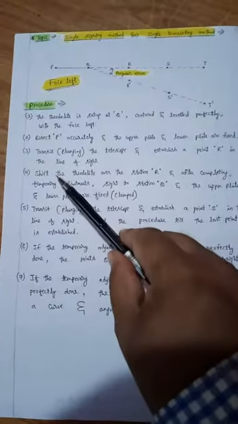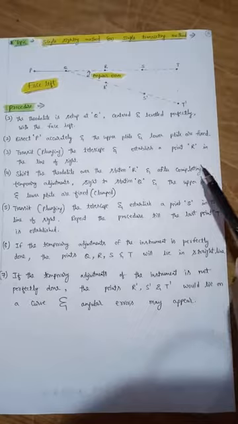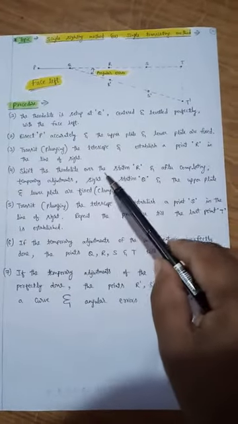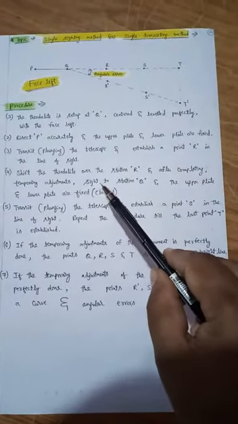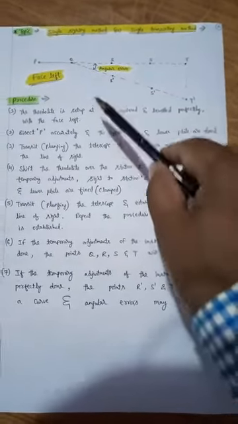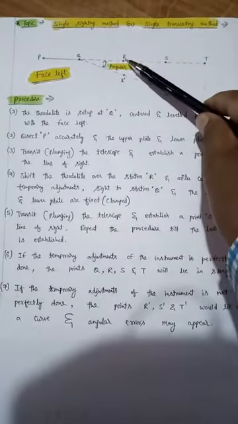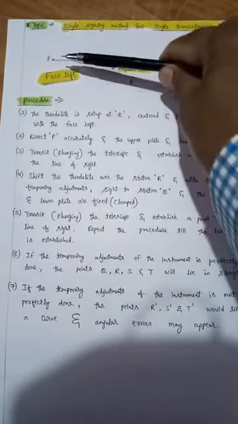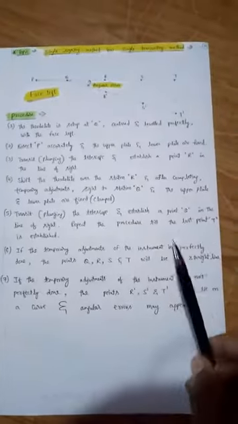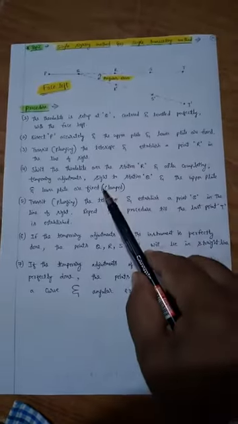Now, step number 4. Shift the theodolite over the station R. After completing the temporary adjustment at R, you have to sight to station Q. Then the upper clamp and lower clamp are fixed.